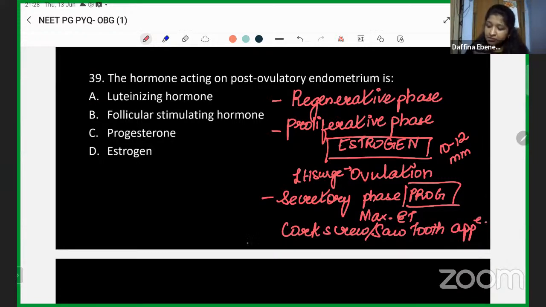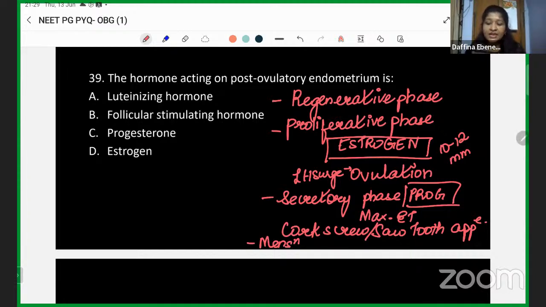And the last thing that occurs is menstruation. There is no estrogen, no progesterone, complete hormone withdrawal. Corpus luteum will form, corpus luteum will regress. There is no estrogen, no progesterone. That is why menstruation is occurring. So hormone of proliferative phase is estrogen, hormone of secretory phase is progesterone.